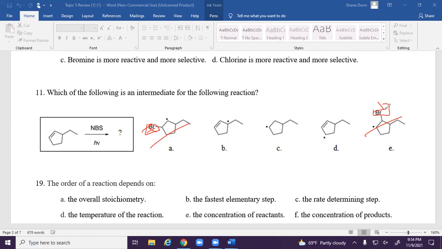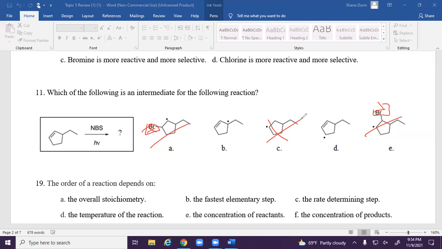Which one looks different? We've seen B, D, and C. Oh, what's C? The biggest? Yep. Don't forget the double bond. All we do is form a radical. So between B and D, which one is more stable?